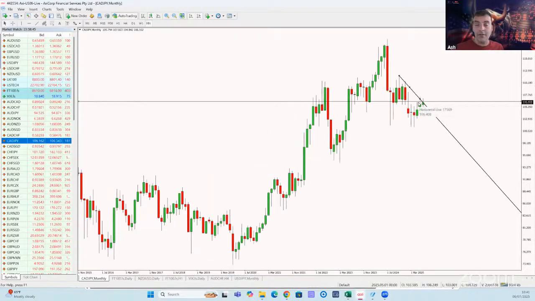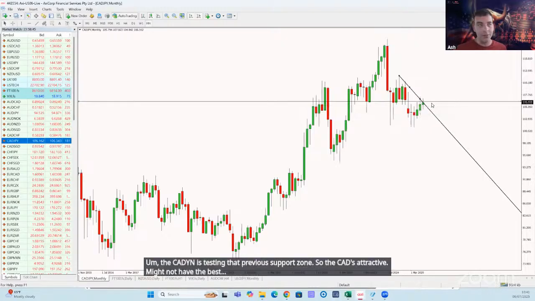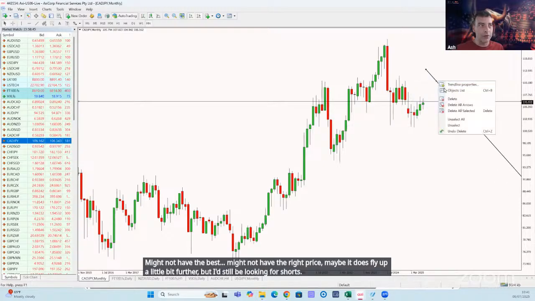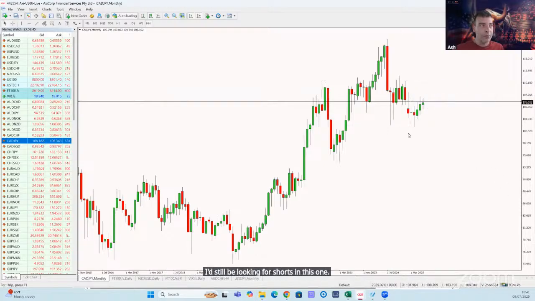So the CAD's attractive. Might not have the right price. Maybe it does fly up a little bit further, but I'd still be looking for shorts in this one, no matter what. And this is a head and shoulders pattern as well.